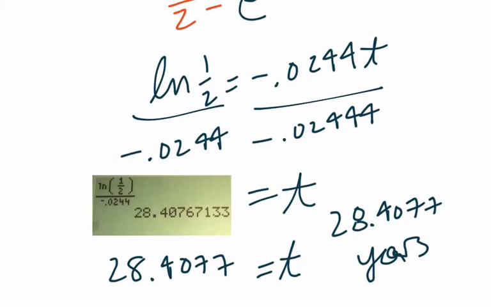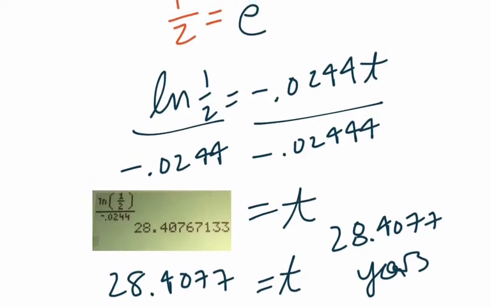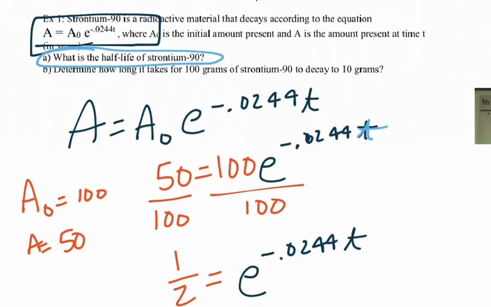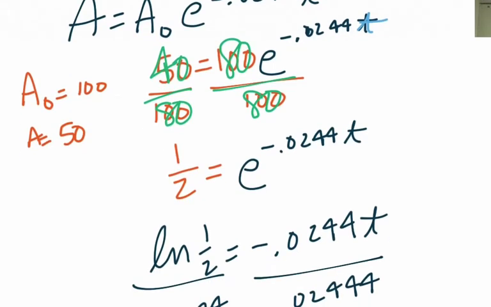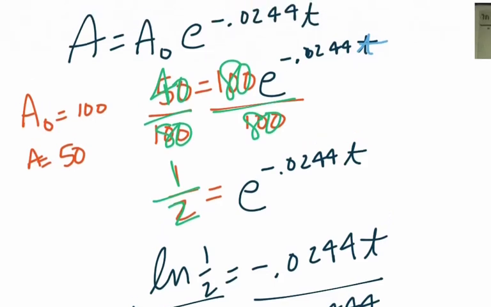So I do want to point out something that's kind of important here, and that is the fact that if we started not with 100 units, but let's say we started with 80 units, then we are looking for when there's 40 units. When I divided both sides by 80, guess what? I'm still going to have a half. So ultimately, it doesn't matter what number you start with. When you're looking for the half-life, you wind up setting 1/2 equal to the e raised to whatever power. So that's the cool thing about half-life formulas.